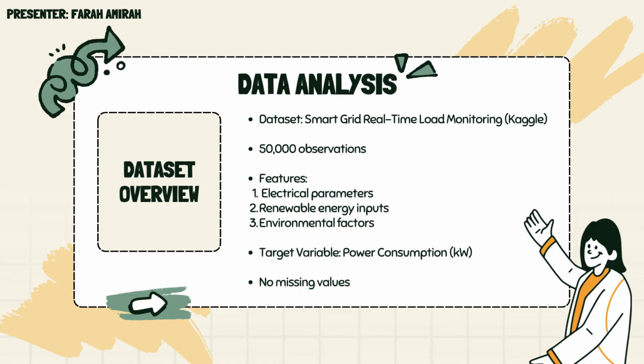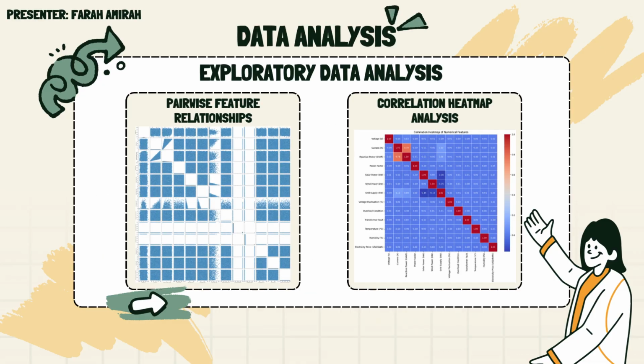Environmental factors such as temperature and humidity are also included, and the primary target variable in this study is power consumption, measured in kilowatts. The initial data inspection confirmed that there are no missing values, eliminating the need for imputation during data preprocessing.